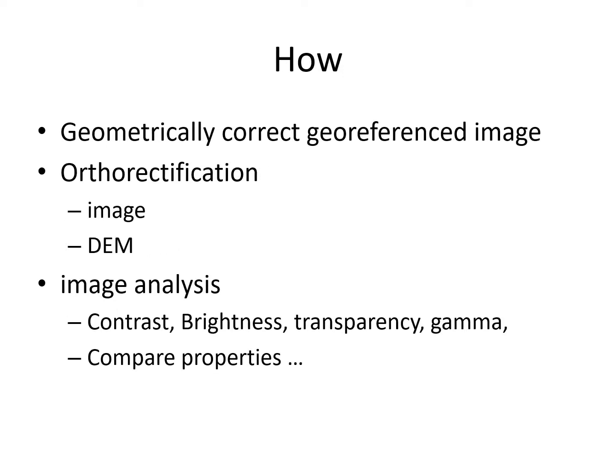So we geometrically correct georeferenced images, and we end up with something called orthorectification going on. And we use digital elevation models and images to do this, so that we can make every image as if you're looking straight down at the focal point of the picture, right in the middle of the instantaneous field of view for every pixel in the entire image. As far as image analysis, we can adjust the contrast and the brightness and the transparency and all these other things, compare properties between images and whatnot. All are useful things to help us do the things that we need to do.